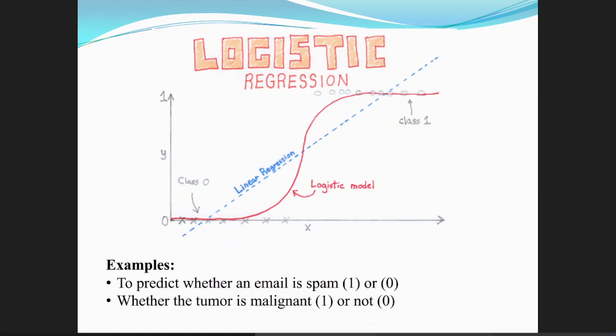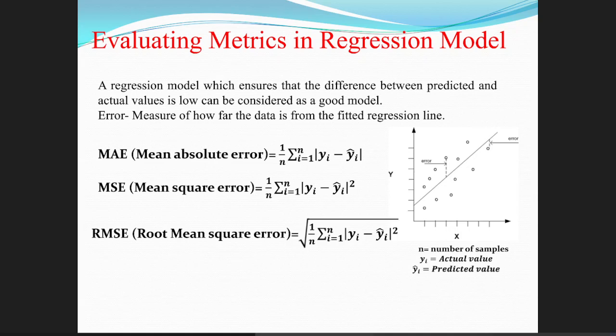So here you can see, we are basically using this logistic model to find out whether the output is 1 or 0. For example, to predict whether an email is spam or non-spam, or whether a tumor is malignant or benign, you can find that using logistic regression. So whenever the inputs are continuous and the output is binary, you can go with logistic regression.